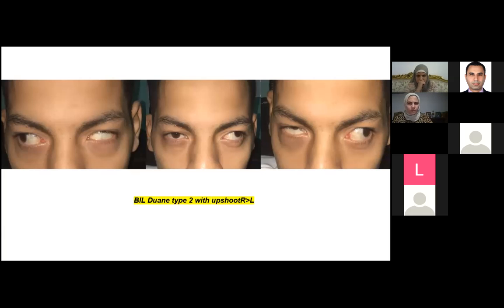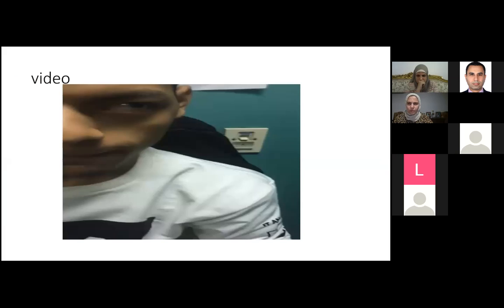So my diagnosis was a case of bilateral Duane type 2 with upshoot more in the left than in the right eye. Sorry, it's written the opposite. It's Duane type 2 because we have more limitation in adduction than in abduction with the upshoot. Also, there's an upshoot in the right side. So it's a bilateral exotropic Duane with bilateral upshoot.